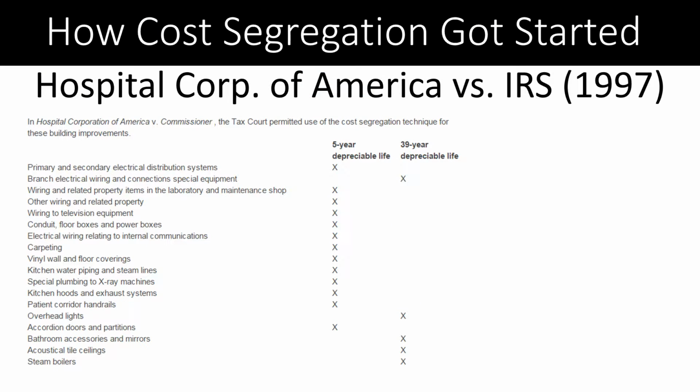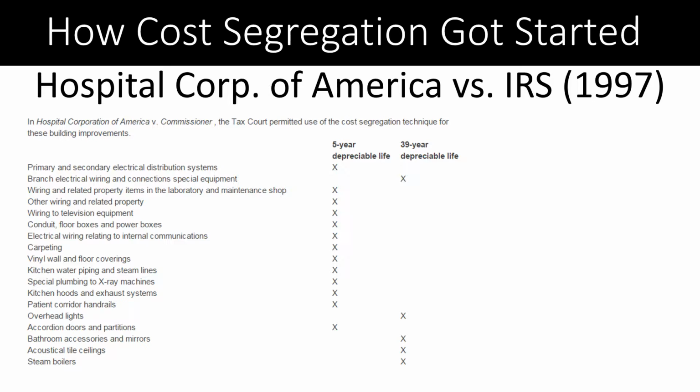The idea of separating real estate assets into these different recovery periods for tax purposes began with a precedent-setting court case. Back in 1997, Hospital Corporation of America, which owned many large hospitals, was challenged by the IRS for taking faster deductions than the IRS felt was warranted on many of the items of property contained within their hospital facilities. Here I have listed many of the items that HCA claimed as short-term property.